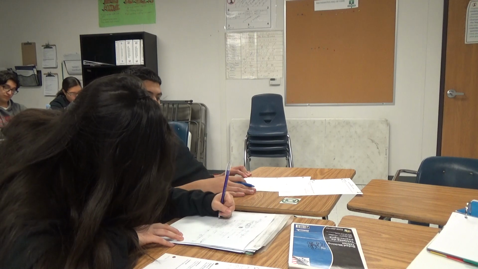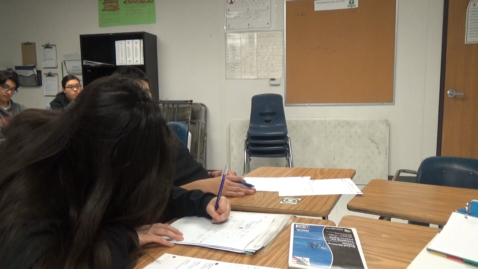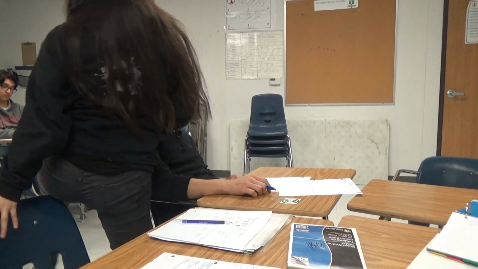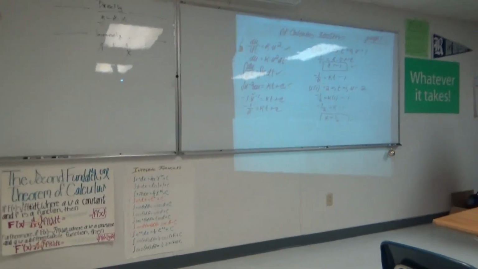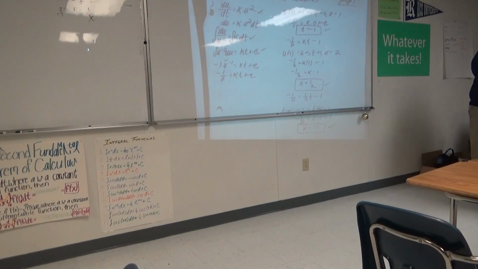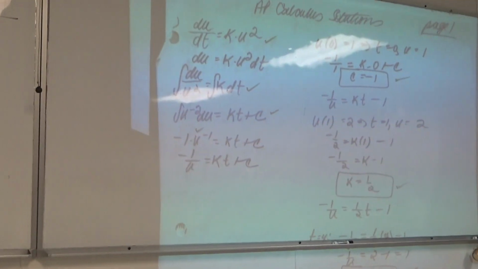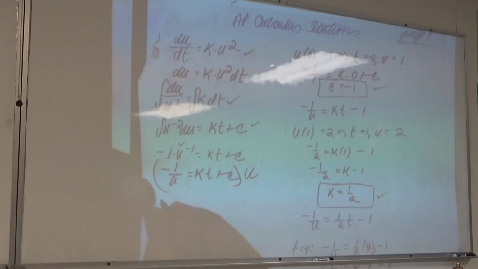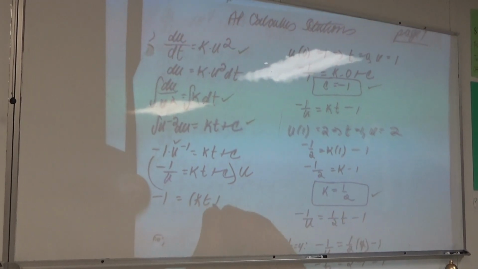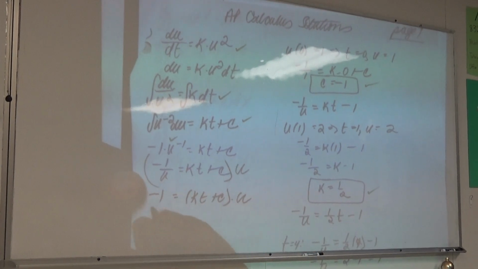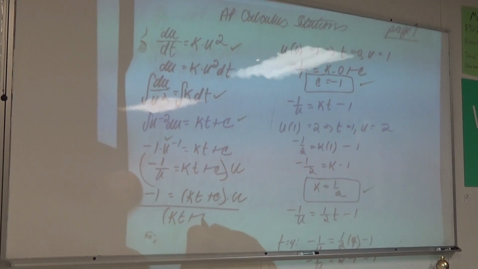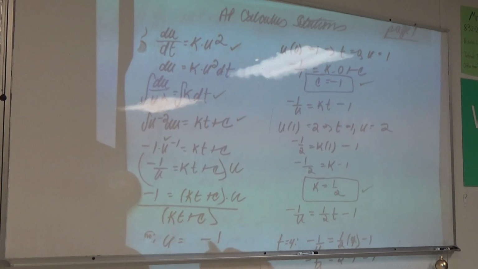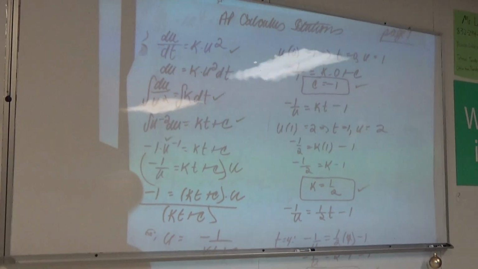You're going to integrate both sides. Integral of u to the negative 2 power, add 1 to the power, divide by the new power, and you get negative 1 over u equals kt plus c. To solve for u, I can multiply by u and get negative 1 equals kt plus c times u, and then divide, to say that u is negative 1 over kt plus c.